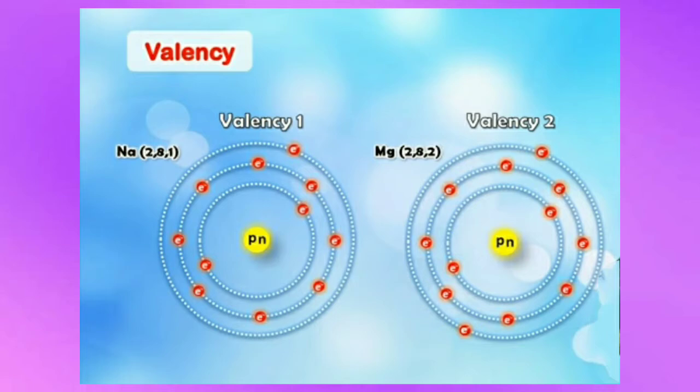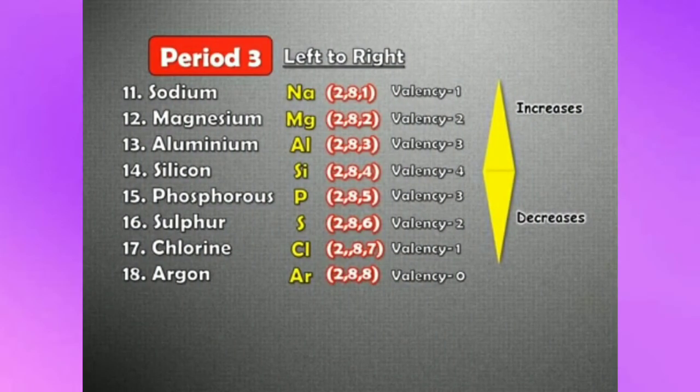Good. So now if we look in the period, children, okay, if we go from left to right in a period, what we can observe is, first let us see the elements which are present in period 3. Sodium, magnesium, aluminium, silicon, phosphorus, sulfur, chlorine and argon, right? These are the elements which are present in period 3 from left to right. What is the electronic configuration of sodium? It is 2, 8, 1. So we can say that the valency of sodium is 1.